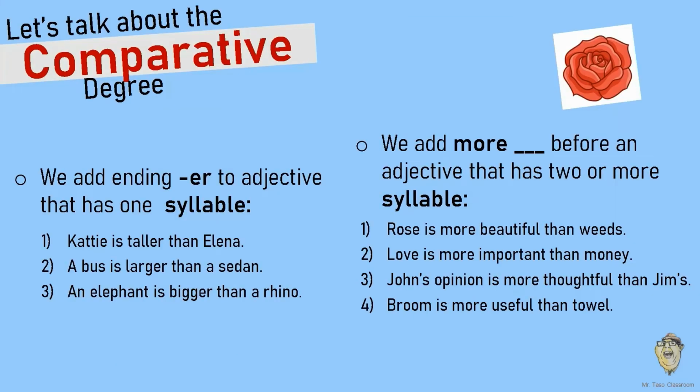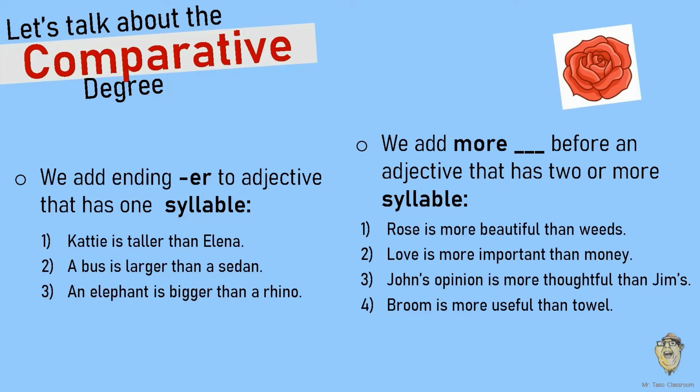We add the ending -er to an adjective that has 1 syllable. Tall, Kathy is taller than Elena. Large, a bus is larger than a sedan. Big, an elephant is bigger than a rhino.